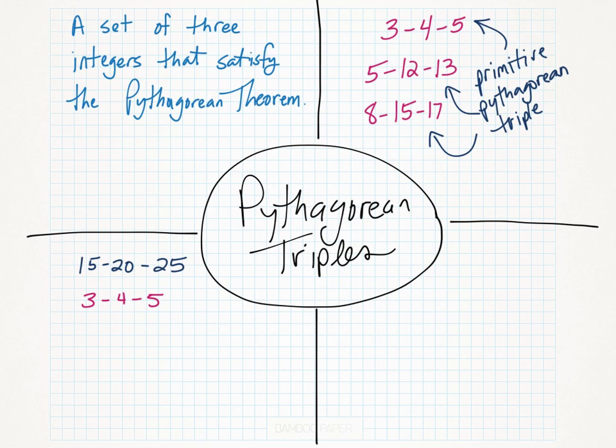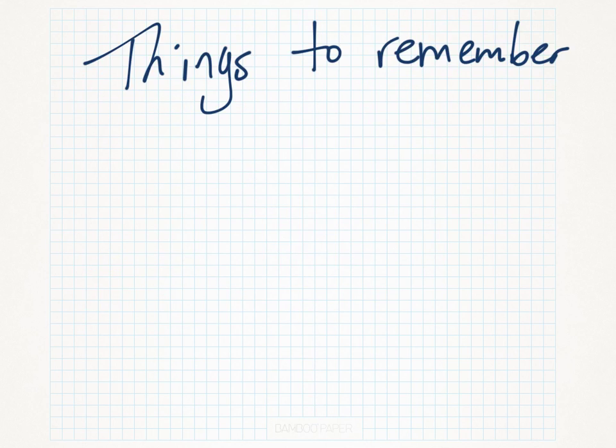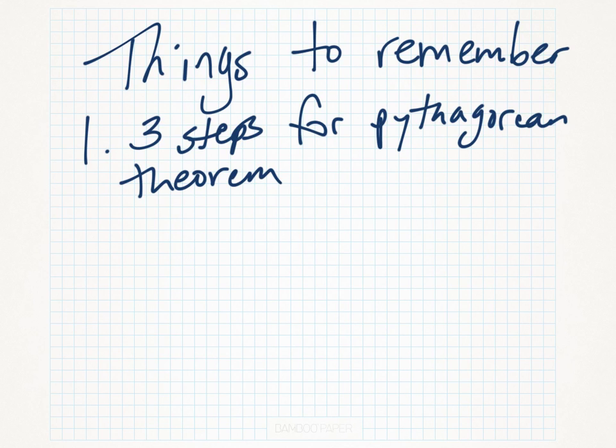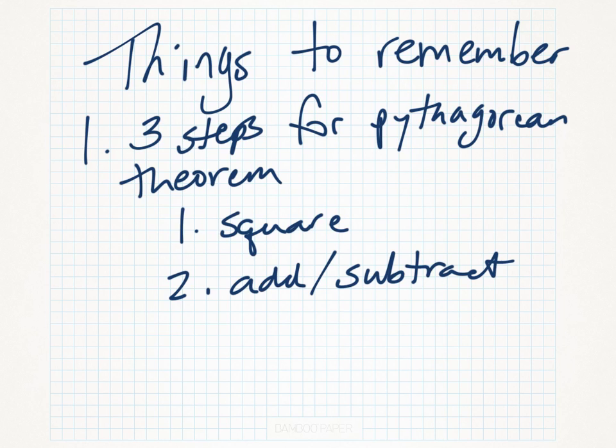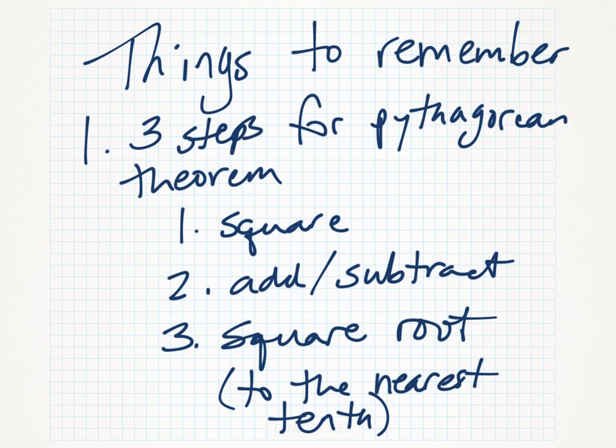So a few things to remember. There's essentially 3 steps for the Pythagorean theorem. First, you have to square the numbers you have. Then you add or subtract based on what side you're looking for. And finally, you take the square root and you round it to the nearest tenth. And the Pythagorean theorem only works for right triangles. It will not work for obtuse triangles or acute triangles, only for rights.